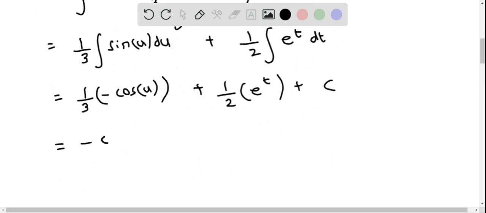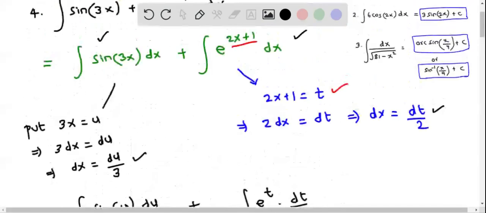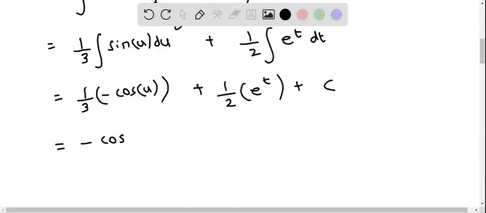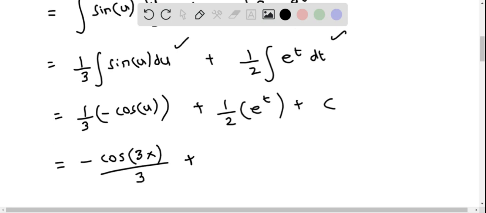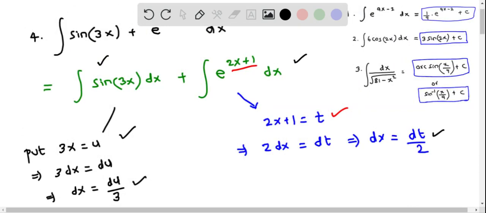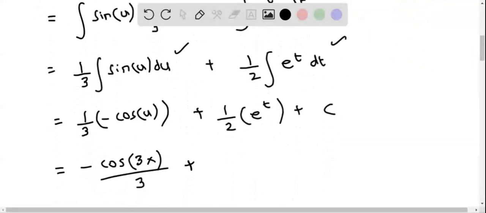So this will become negative of cos of u. We did the substitution u equals 3x. So therefore this becomes negative cos of 3x over 3, plus this becomes e raised to the power of t. We did the substitution 2x plus 1 equals t. So therefore we can write this as e raised to the power of 2x plus 1 over 2, plus the integration constant c. So this is the result of the given integral.